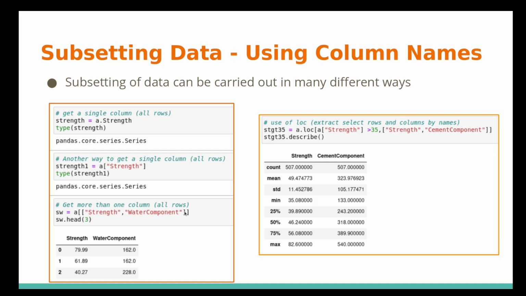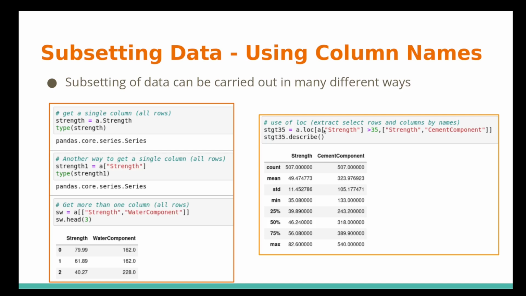The lists are defined using square brackets, and then I say a square bracket, and it'll give me these two columns. Pandas also offers a way to extract specific rows and specific columns by names, and that is using the loc command. If I do a.loc, loc stands for location.